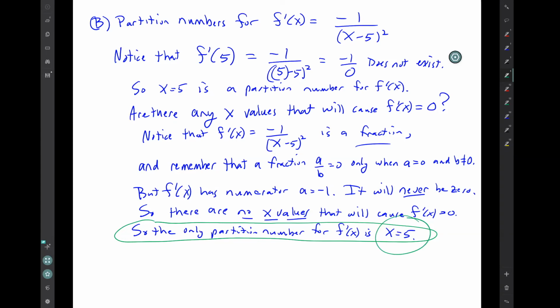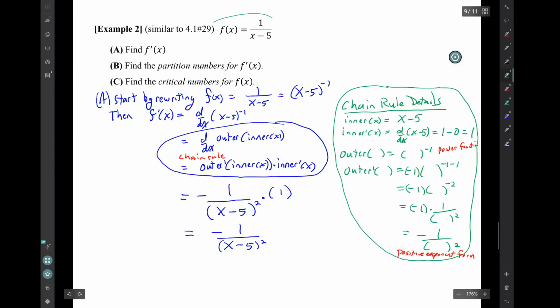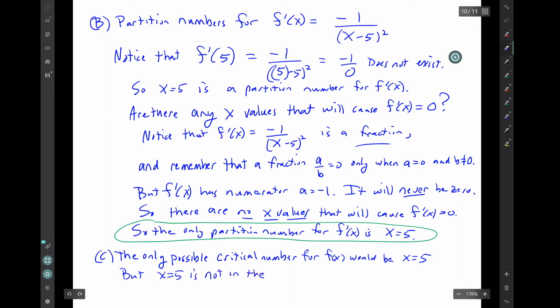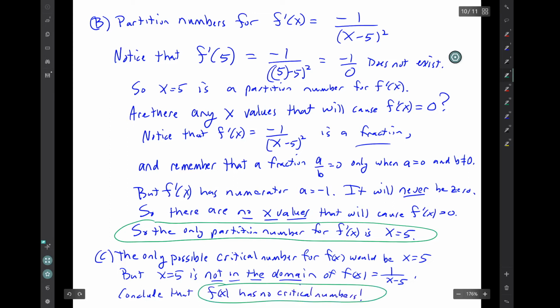Let's go back up and look at the function f of x. F of x is this function. The number x equals 5 is not in the domain of f of x. So x equals 5 cannot be a critical number for f of x. So our conclusion is that f of x has no critical numbers. Let's go on.